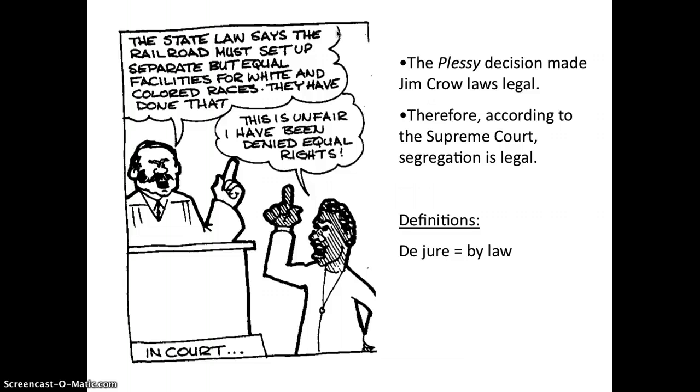Now we're in the court session. The judge rules: the state laws now state that the railroad must set up separate but equal facilities for white and colored races. They have done that. Was he in a train? Was he allowed to be in a train? Yes, he was. So the black man now says, "This is unfair. I've been denied my equal rights." This entitles Plessy versus Ferguson.